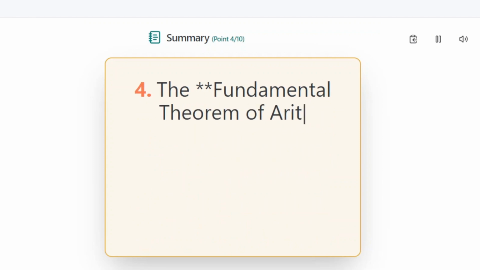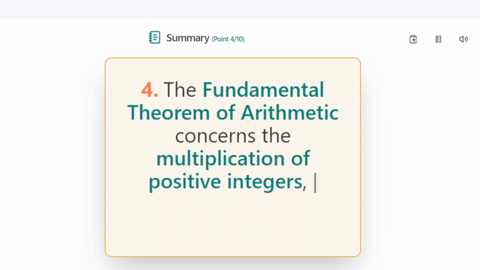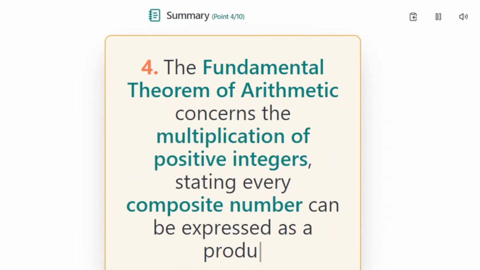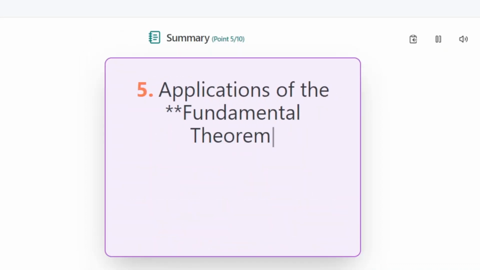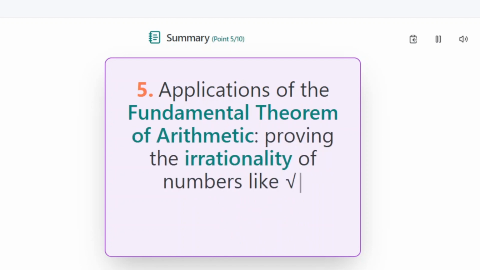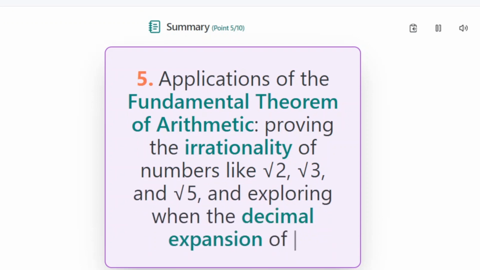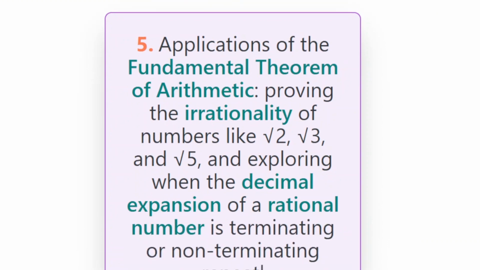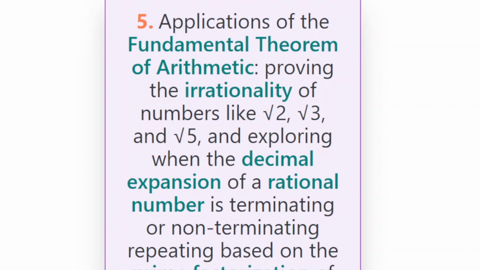The fundamental theorem of arithmetic concerns the multiplication of positive integers, stating every composite number can be expressed as a product of primes in a unique way. Applications of the fundamental theorem of arithmetic: proving the irrationality of numbers like square root 2, square root 3, and square root 5, and exploring when the decimal expansion of a rational number is terminating or non-terminating repeating based on the prime factorization of the denominator.